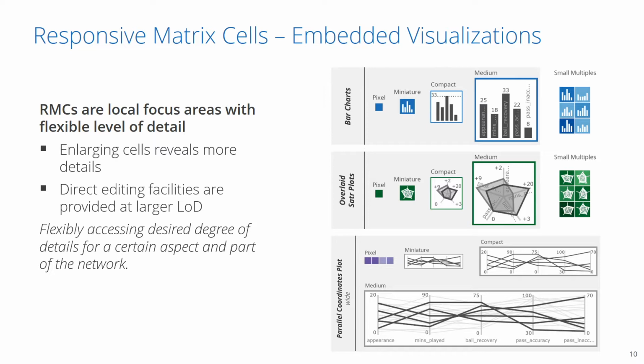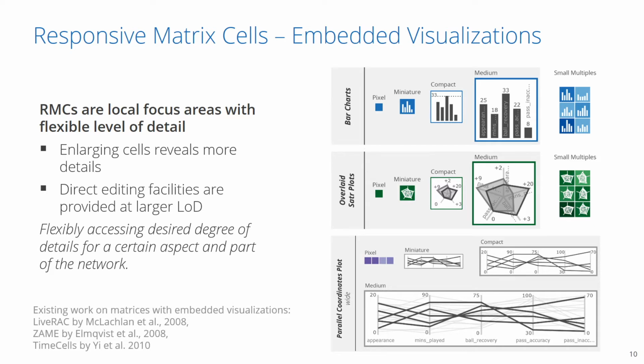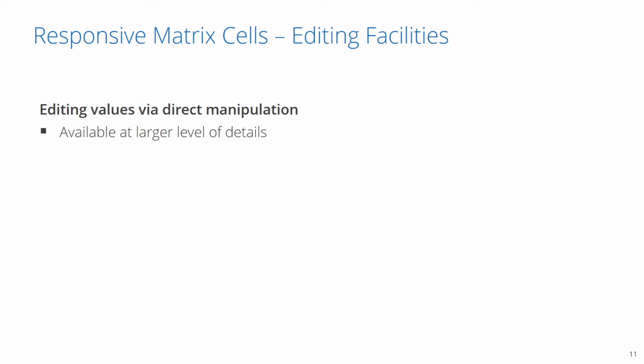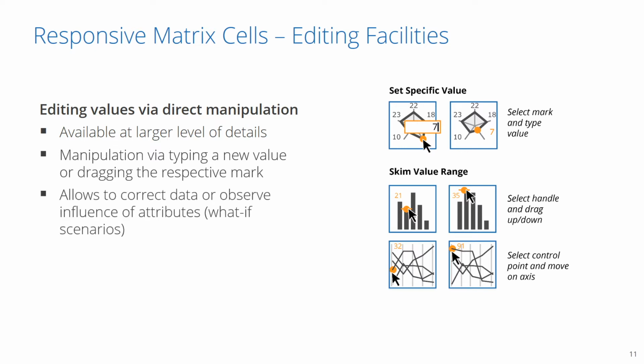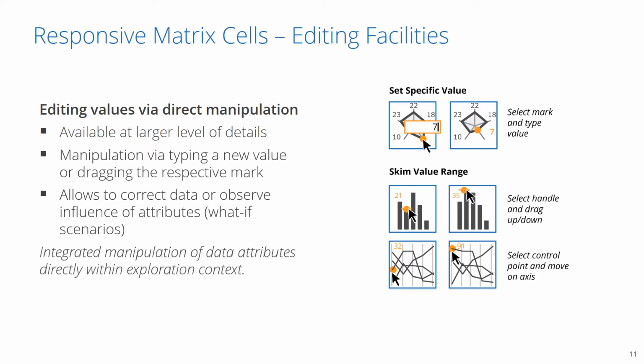This flexibility is also one big difference to existing work providing embedded visualizations for matrices, such as LifeLines, SameStats, or TimeCells. As Tom just mentioned, our responsive matrix cells also allow for directly manipulating data attributes. This can be done by either typing a new value or dragging a mark. Effectively, this enables analysts to quickly correct data values or run what-if scenarios, all without the need of switching to a different view or even application.